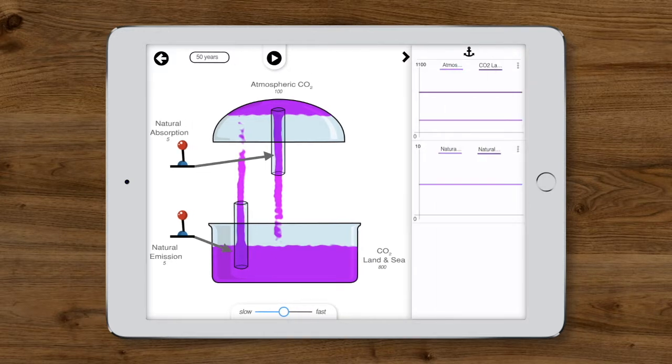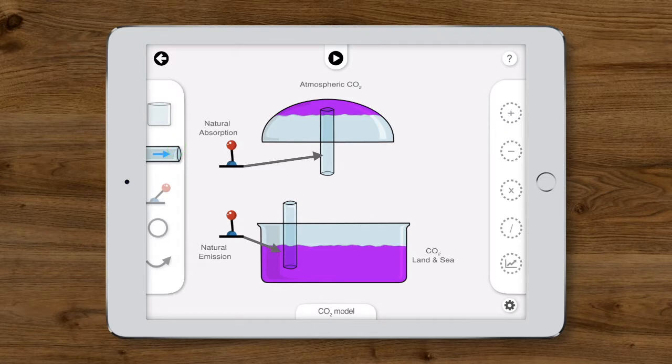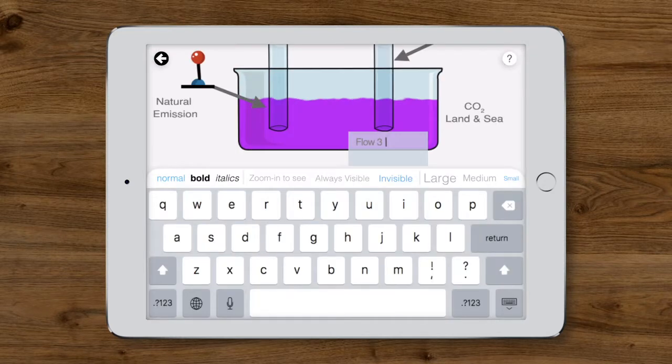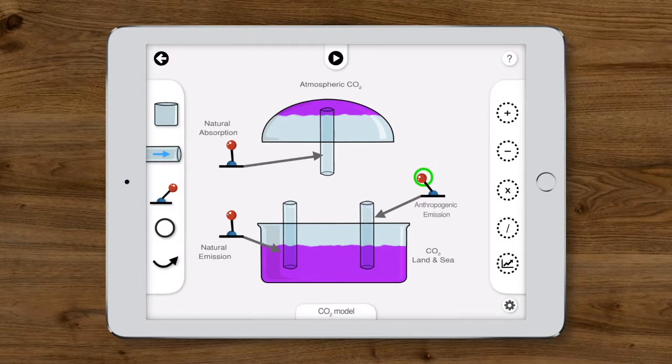In a variety of ways, including the use of fossil fuels, humans create CO2 that goes into the atmosphere. So we need another pipe and a control lever to represent these anthropogenic emissions from the land and sea to the atmosphere. We'll set this flow to reverse the gravity of whatever's flowing through it so that the CO2 flows up and into the atmosphere instead of falling back down.